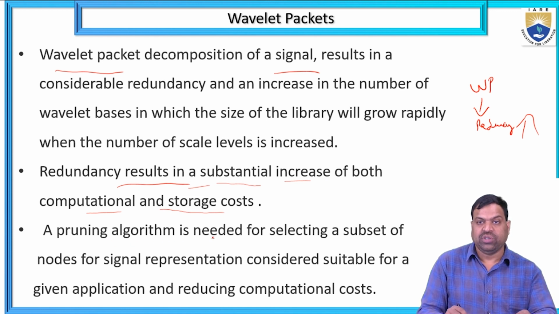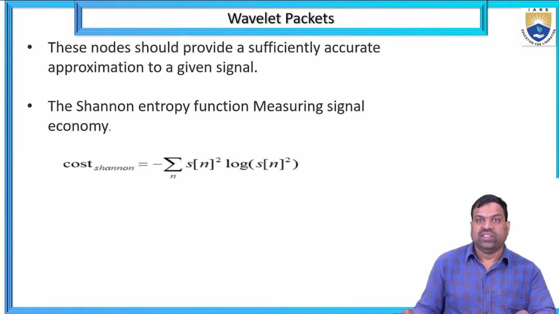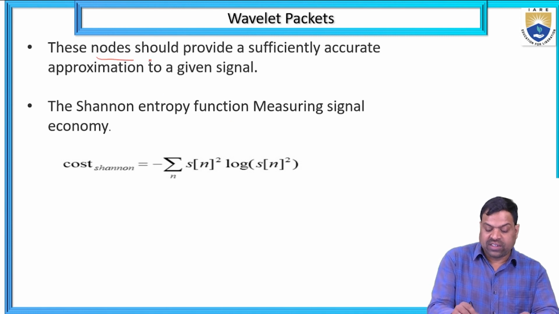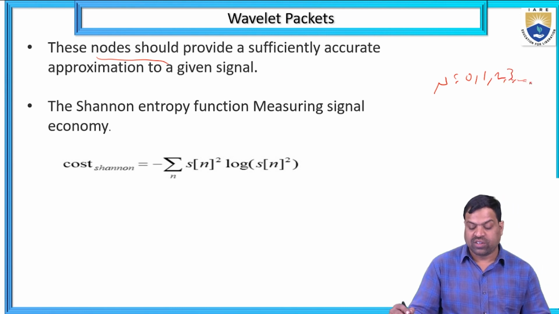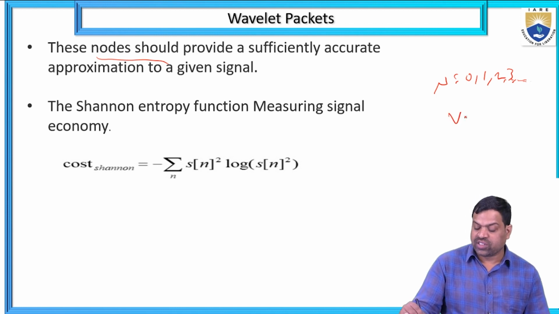But a pruning algorithm is needed for selecting a subset of nodes for signal representation, considered suitable for a given application and reducing the computational cost. So these nodes should provide a sufficiently accurate approximation to a given signal. These nodes, n equal to 0, 1, 2, 3, and so on, we are applying here. Given signal, I'm taking as V0 equal to V1 plus W1.